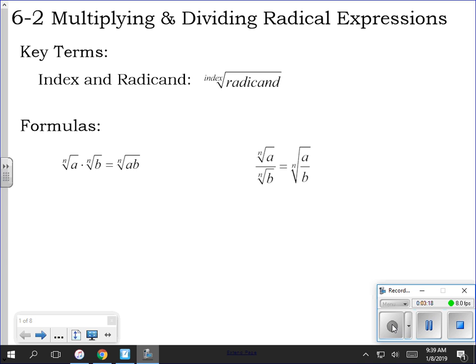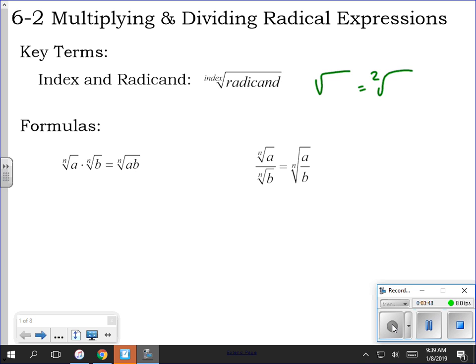The only time you do not have a 1 or a 0 that is not written is with radicals. A square root by itself has the index of 2. We don't write a 2 as the index. That's the only number we don't write that's not a 0 or 1. It's only with square roots.